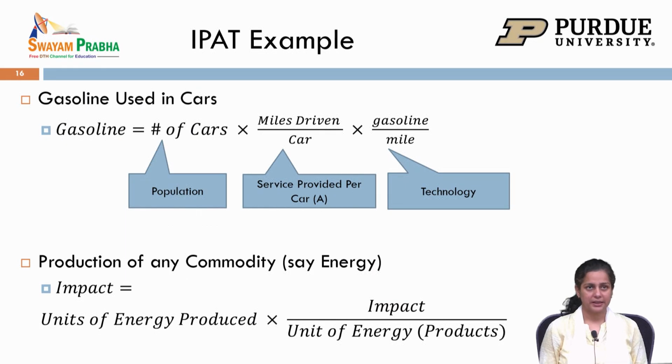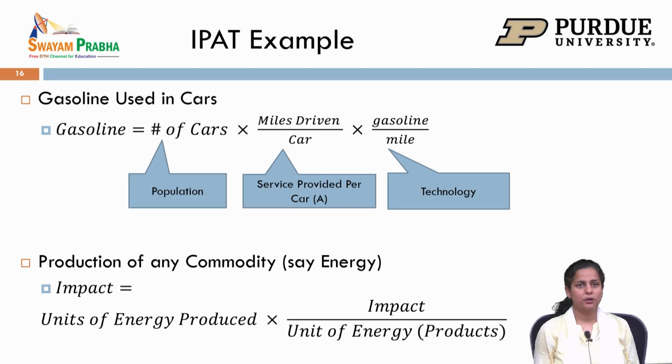Another IPAT example is how much gasoline is used in cars. Total gasoline will be the number of cars times miles driven per car times gasoline per mile. The number of cars is the population, miles driven per car is the service provided per car, and gasoline per mile depends on what type of car you are driving. So it combines the effect of society or the population, the service provided per car, which is the economic part, and then the technology, which is the economy and ecology part or the emissions part.